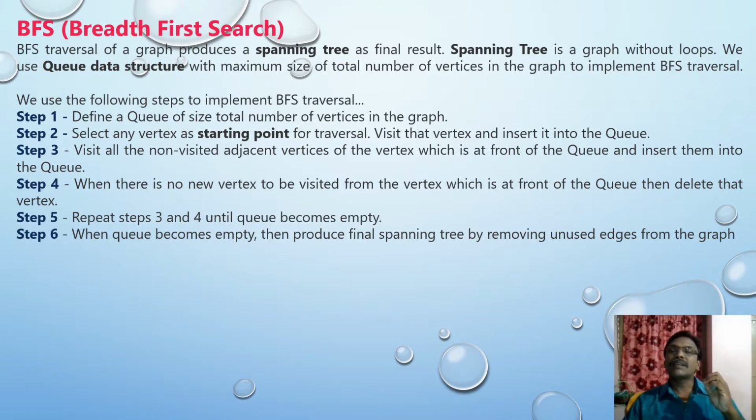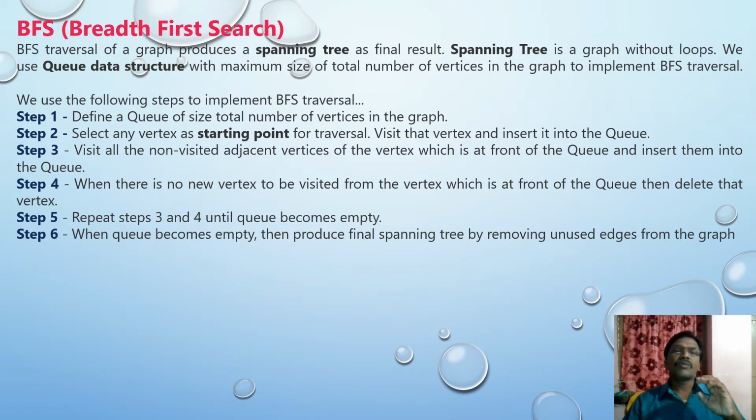The spanning tree is a graph without loops. We use a queue data structure with a maximum size of the total number of vertices in the graph to implement BFS. The present BFS uses a queue data structure, while the previous DFS used a stack data structure. Generally they are different. BFS uses a queue.